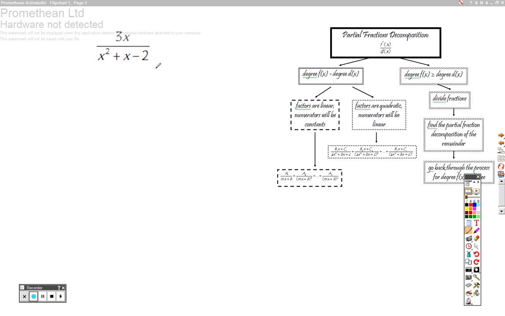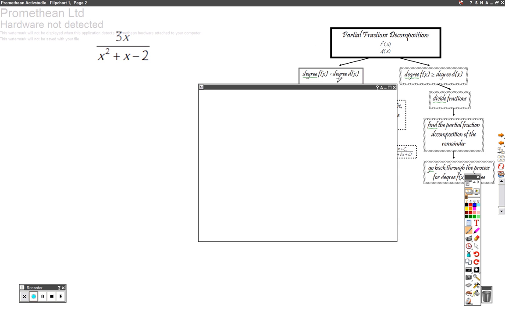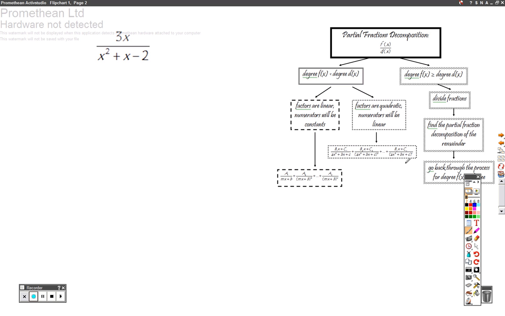For your first example, I'm going to take the warm-up that we started with and decompose it into two fractions. I'm going to call this one f of x, and I'm going to look at this one as d of x. Okay, so when I compare the degree of f of x, that would be 1. And when I compare it to the degree of d of x, the degree is going to be 2. When we talk about degrees, we are talking about exponents.